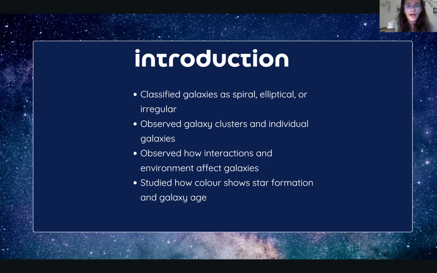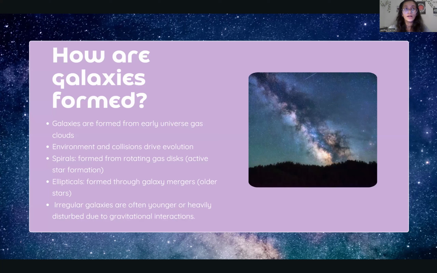Now, how are galaxies formed? Our current understanding is that galaxies are formed from small density fluctuations in the early universe after the Big Bang. Gas clouds collapsed under gravity, leading to the formation of the first stars. Over time, galaxies grew larger through mergers. Galaxy evolution is influenced by environment, collisions, and internal processes like starbursts.